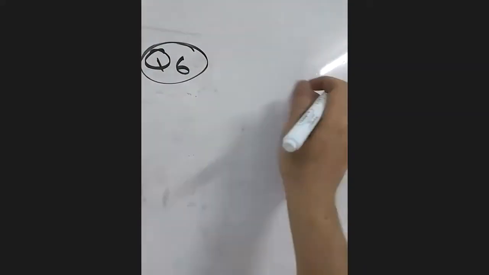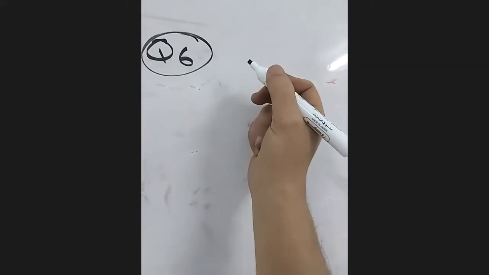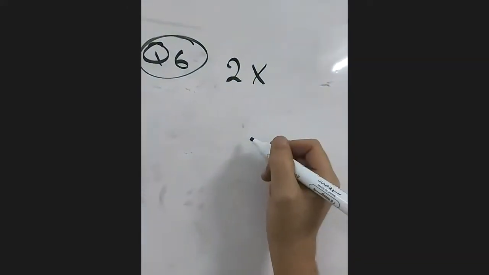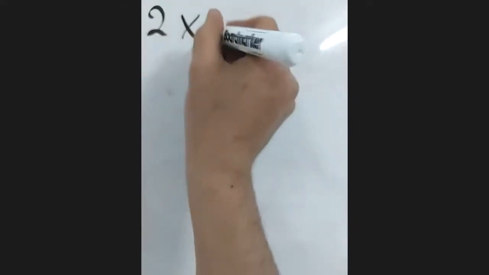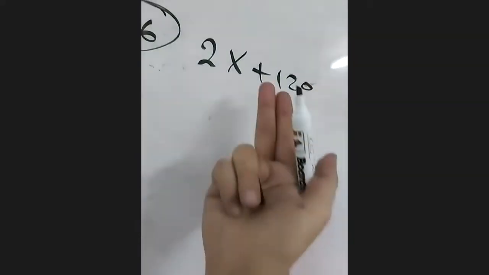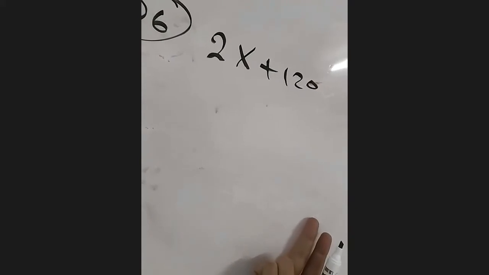So put them equal. What will I write here? You will write 2x plus 120. Son, you are saying equal. Didn't you tell me they are equal? Then why will you add them? Why are you saying plus 120? You said they are equal.